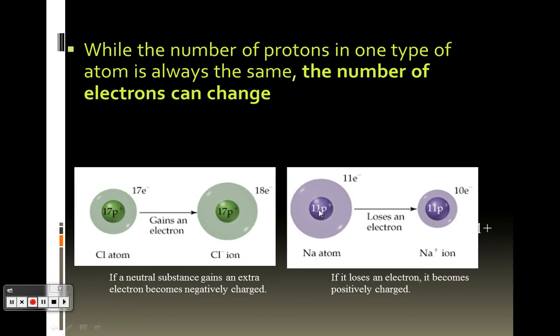A sodium atom can do a similar thing. Its atomic number is 11, so it's going to have 11 protons. Usually it'll have 11 electrons, meaning positive and negative charges balance out. It's neutral. But it can lose one of those electrons, so it only has 10, and now it would have a positive charge. So the number of electrons can vary in one type of atom.